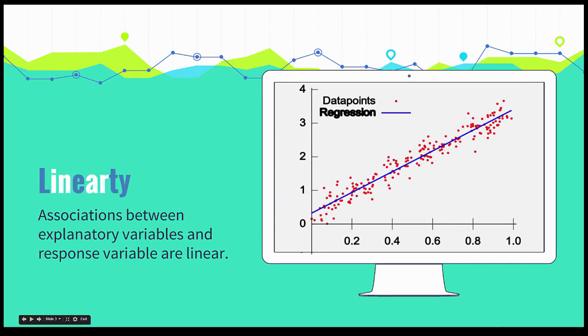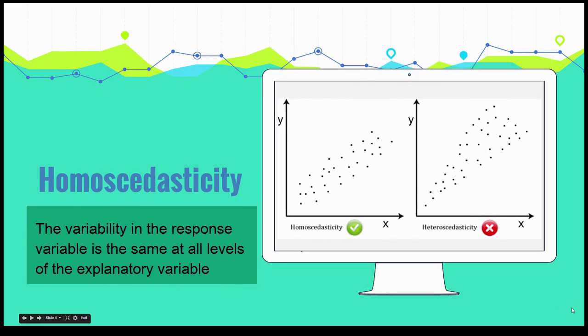The assumption of linearity means that we assume the associations between explanatory variables and our response variable are linear. That is, the best-fitting regression line is a straight line. The assumption of homoscedasticity, also called the assumption of constant variance, means that the variability in the response variable is the same at all levels of the explanatory variable. That is, if you plot the model residuals, they should look like they have the same spread, that is, the same amount of variability, no matter where on the x-axis you're looking.